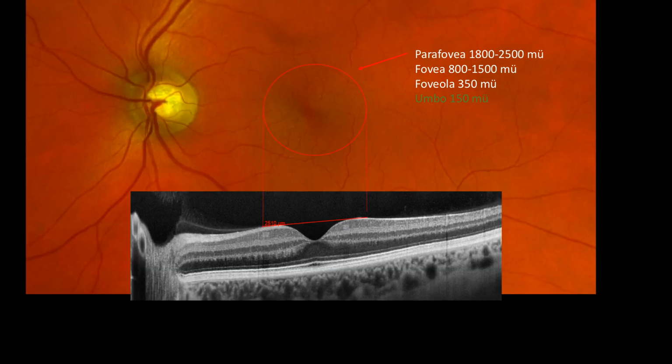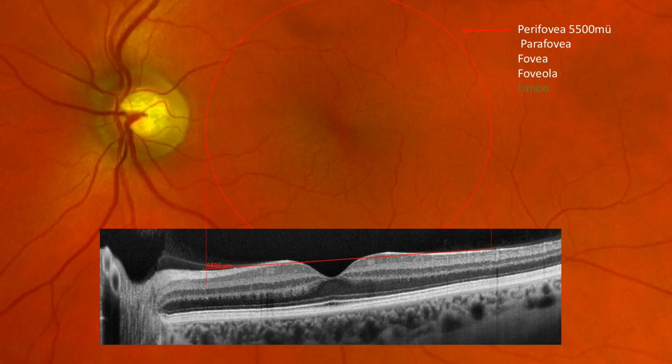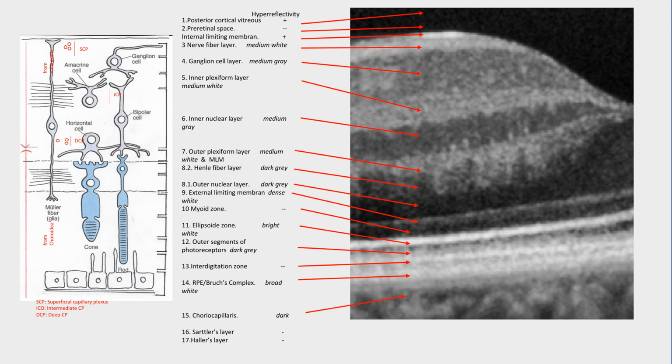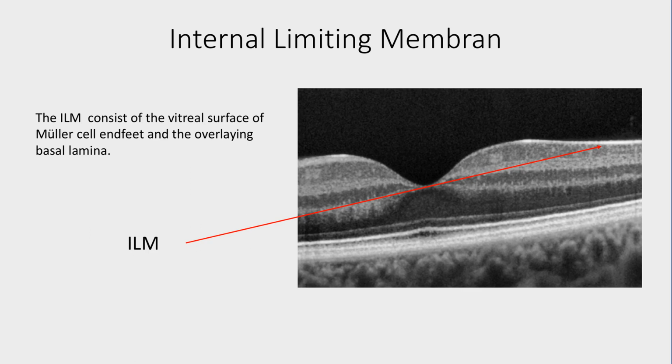then the parafovea with a diameter of 1800 microns, and finally the perifovea 5000 microns. And here the nomenclature and the OCT report. Let us now move on to the closer analysis of the individual layers.